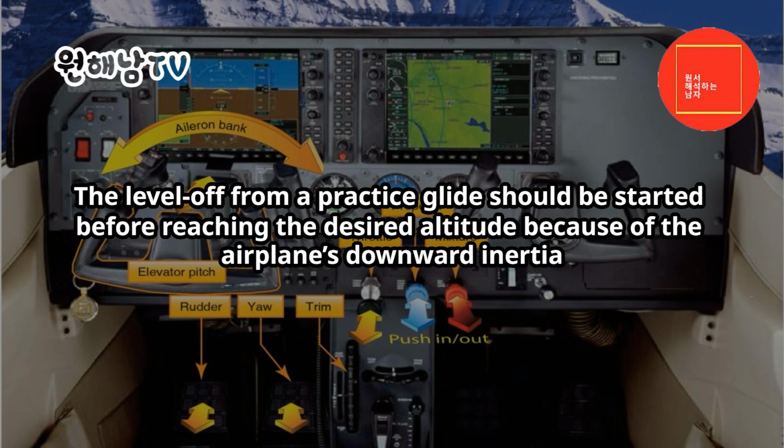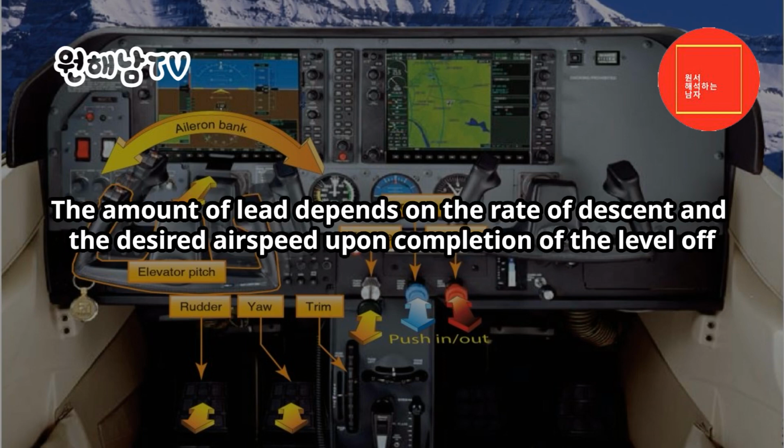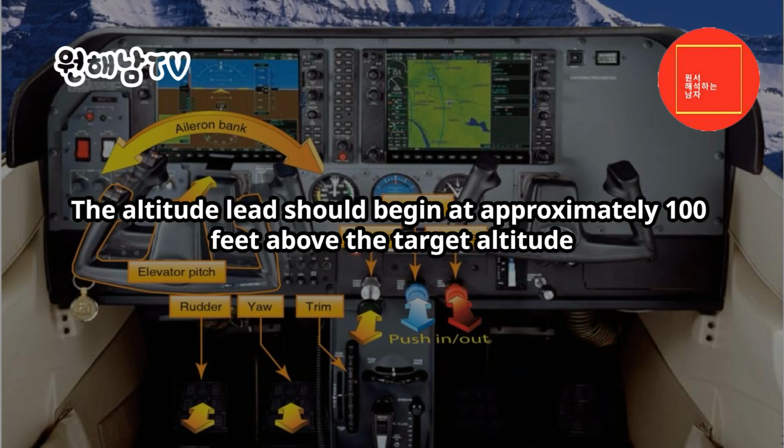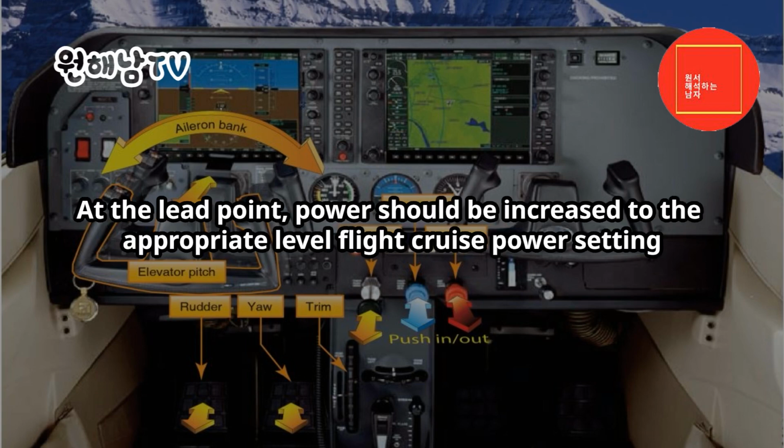The level off from a practice glide should be started before reaching the desired altitude because of the airplane's downward inertia. The amount of lead depends on the rate of descent and the desired airspeed upon completion of the level off. For example, assume the aircraft is in a 500 fpm rate of descent, and the desired final airspeed is higher than the glide speed. The altitude lead should begin at approximately 100 feet above the target altitude.